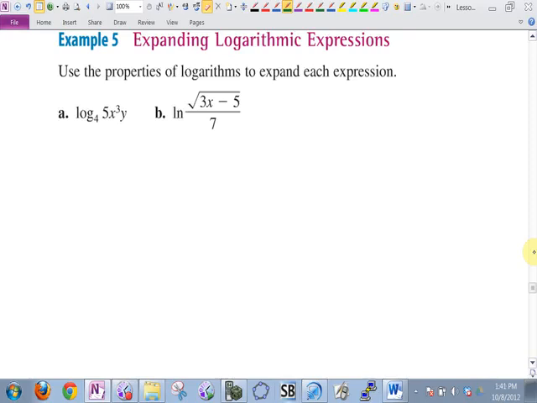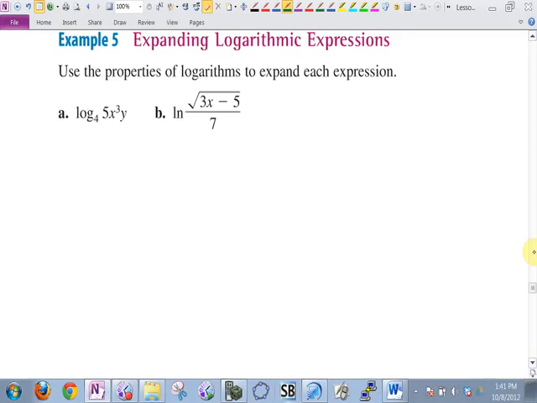Basically, you want to identify all of the things that you can possibly expand. Multiplications inside of a logarithm can be expanded. Divisions inside of a logarithm can be expanded. And exponents, powers, can be expanded. Agreed? Yeah.